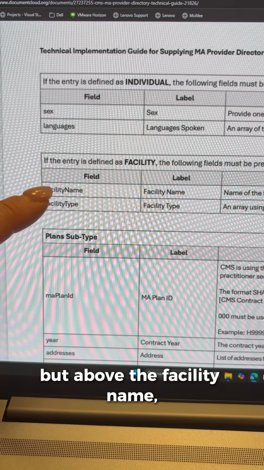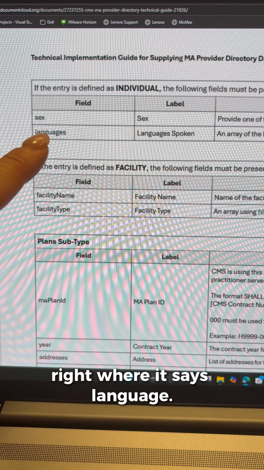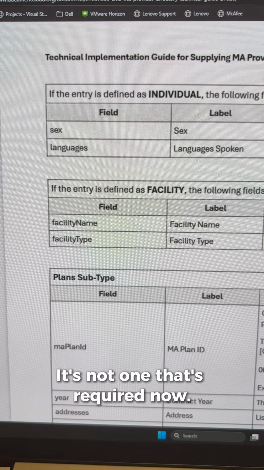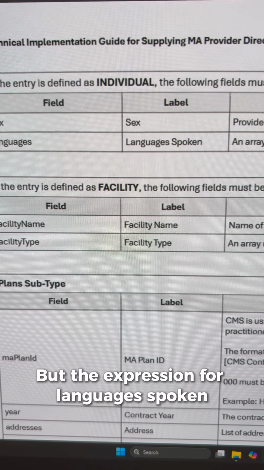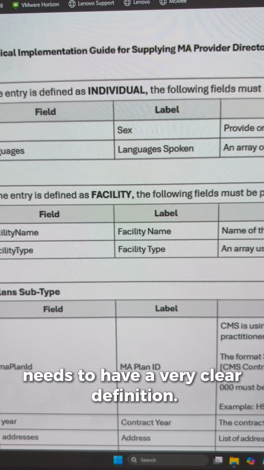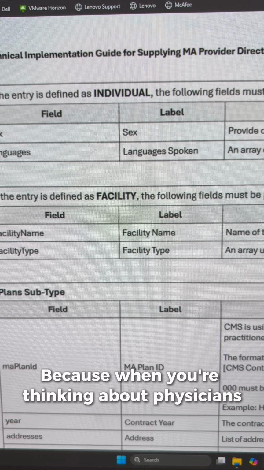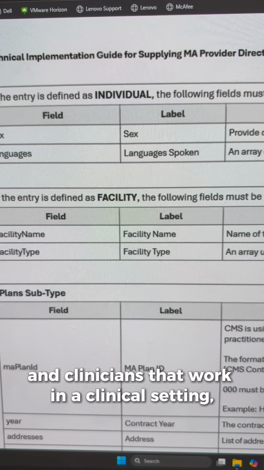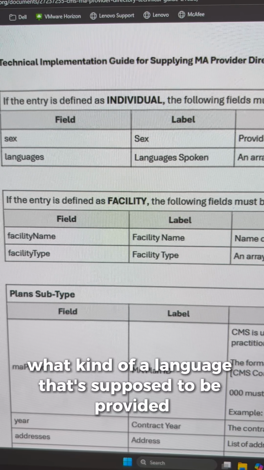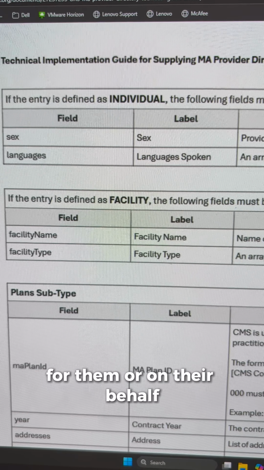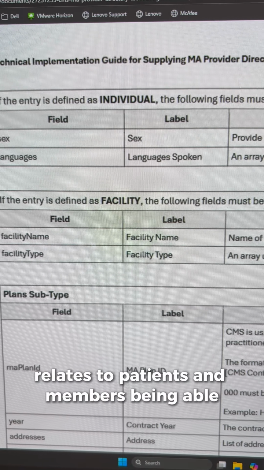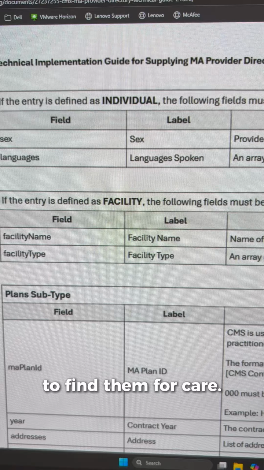And because this particular topic has actually had much national controversy, we're going to move below sex, but above the facility name, right where it says language. Now, keep in mind, language is going to be a future attribute. It's not one that's required now. But the expression for language spoken needs to have a very clear definition, because when you're thinking about physicians and clinicians that work in a clinical setting, understanding what kind of language is supposed to be provided for them or on their behalf relates to patients and members being able to find them for care.